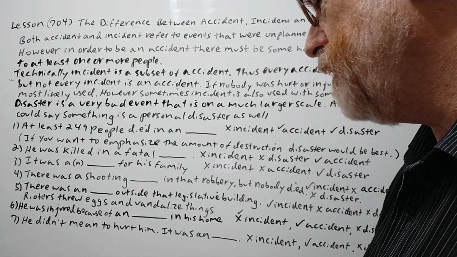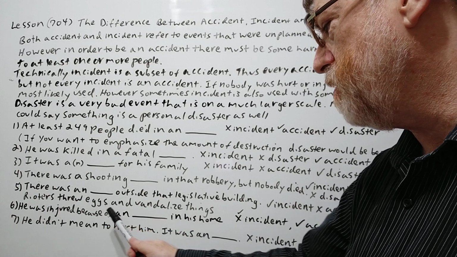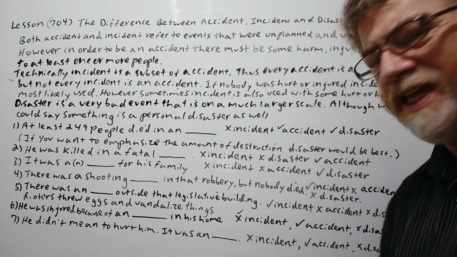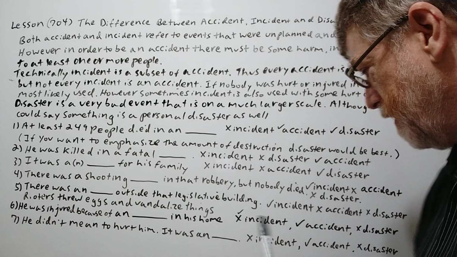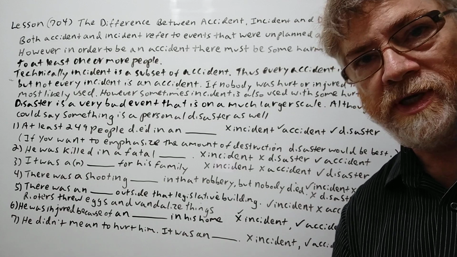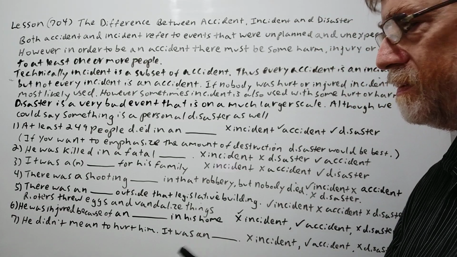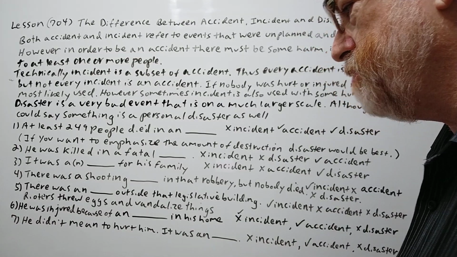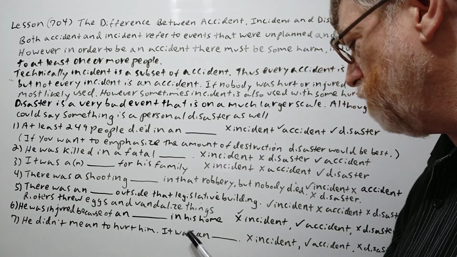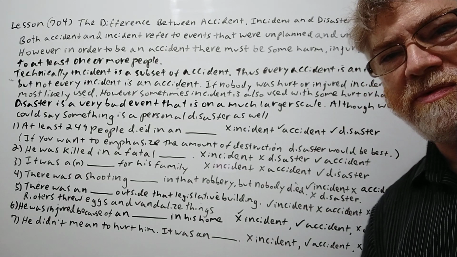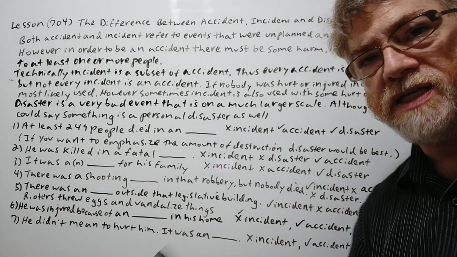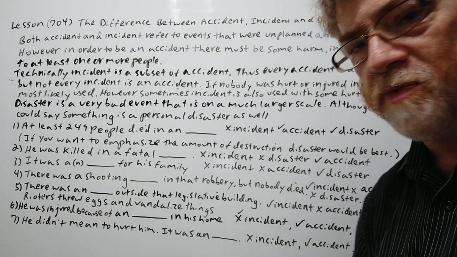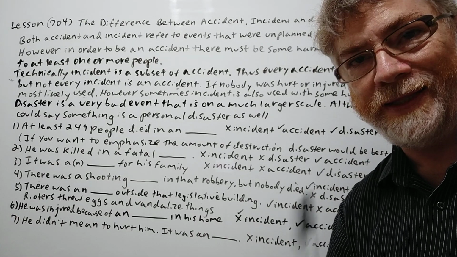All right, let's continue. Number 6, he was injured because of a blank in his home. Incident you could, but it's a little weak. Probably accident is best. And disaster, if it's just an injury, you're probably not going to call it a disaster. All right, number 7. He didn't mean to hurt him. It was a blank. Now, incident would probably be weird. So it was an accident, especially when you want to emphasize that somebody didn't mean to do it, or didn't do it on purpose. Accident would be more likely.